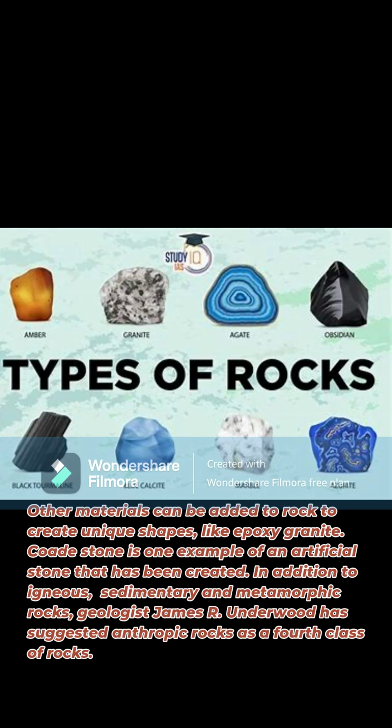Other materials can be added to rock to create unique shapes, like epoxy granite. Codestone is one example of an artificial stone that has been created. In addition to igneous, sedimentary, and metamorphic rocks, geologist James R. Underwood has made discoveries. Types of rocks: amber, granite, agate, obsidian, black tourmaline, blue calcite, marble, and azurite. Notice the colors and the textures.